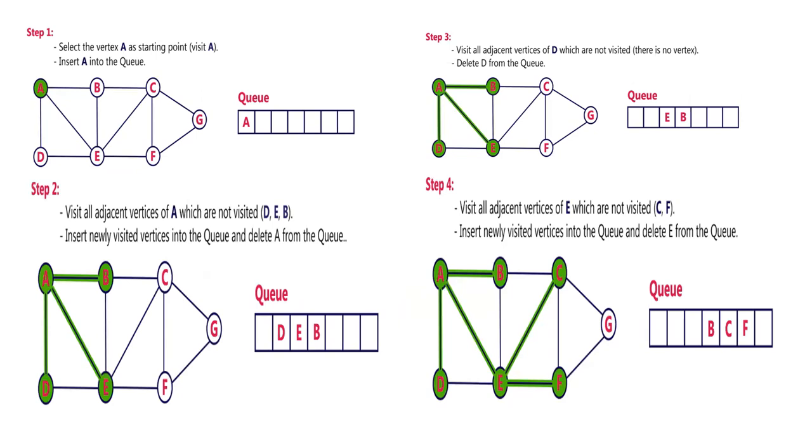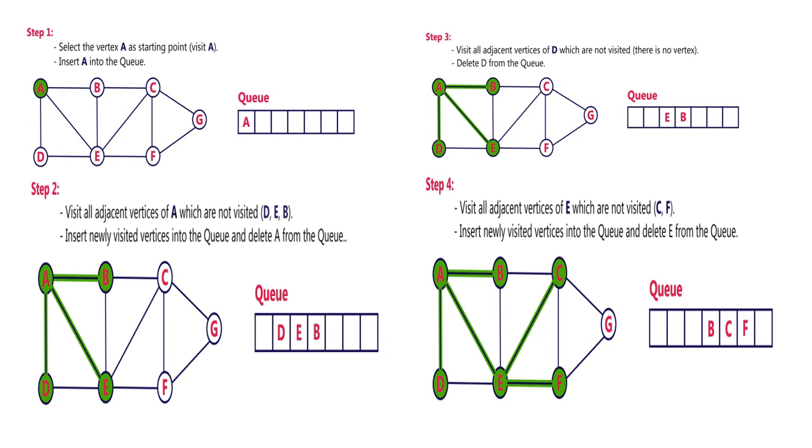First, we have to select the vertex A as a starting point. Now, insert the vertex A into the queue. Now, we have to check all the adjacent vertices of the vertex A. That is B, E, and D. These are the adjacent vertices of A which are not visited. So, we are going to insert all these newly visited vertices, that is B, E, and D, into the queue.